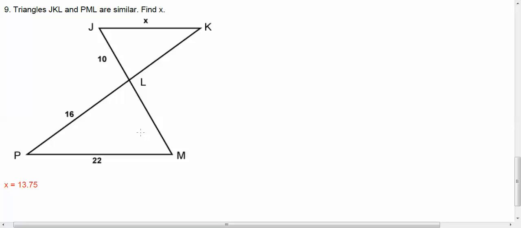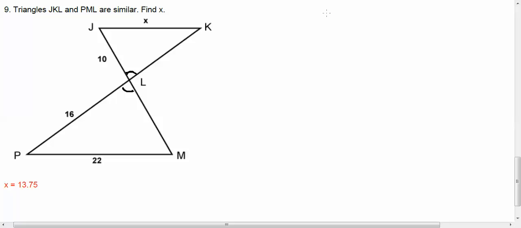This one is a little bit less subjective than the previous one, mainly because, if they're telling me that this bottom triangle PML and the top triangle JKL are similar triangles, then what I'm going to do initially, even if they didn't tell me that they were similar, is try to match up the angles. And then I would say, this angle right here is the same as that angle right there.